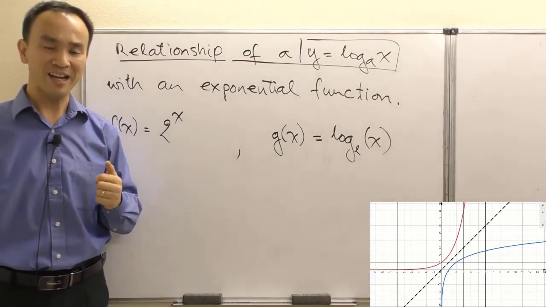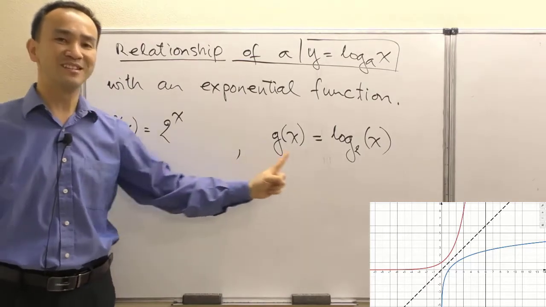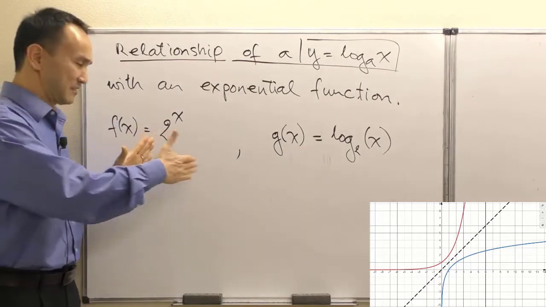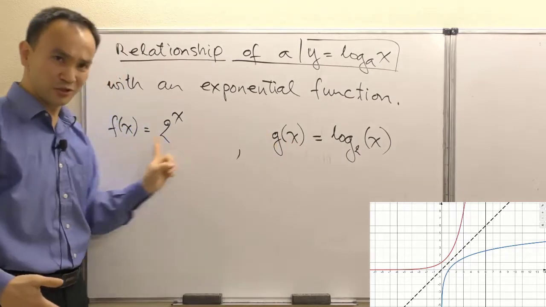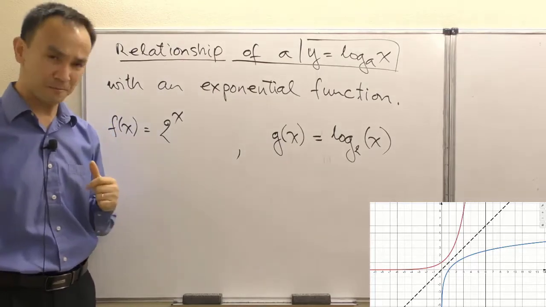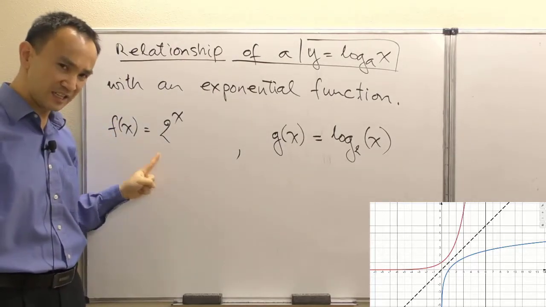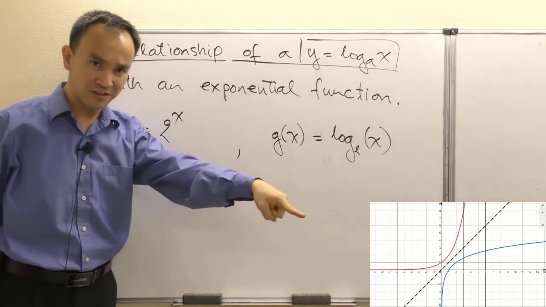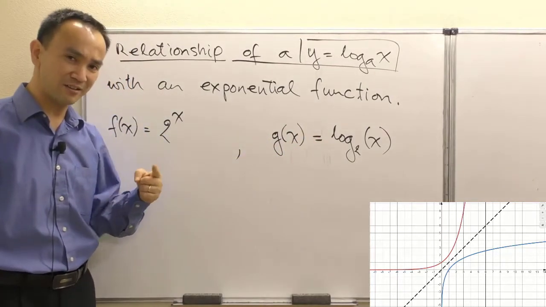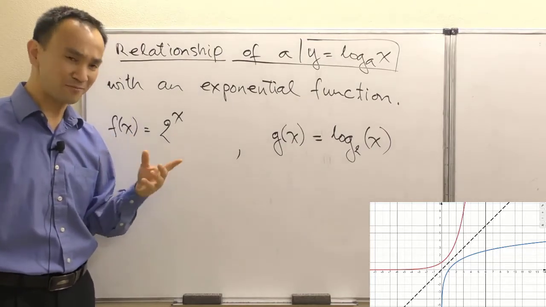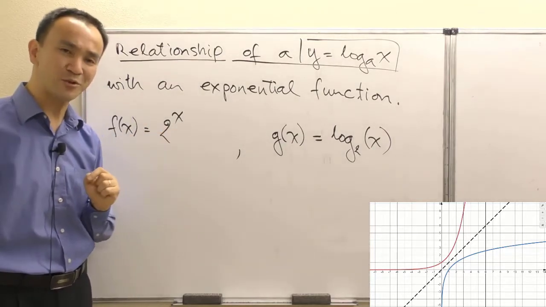Let's sit back and think of the relationship between the two functions here. I only want you to focus your thinking on just the two functions here. We don't have to think of any general function yet. 2 to the x is that graph in red, log base 2 of x is the graph in blue that you're seeing, and the 45-degree line is there. Let's think of what relationship is going on between the two functions.